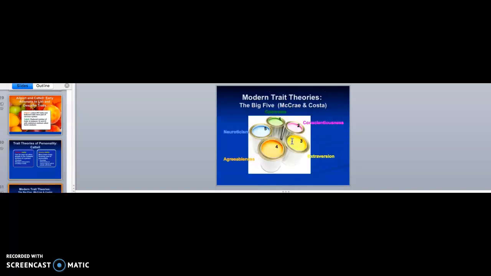Modern trait theories describe 5 basic components of personality, and this came from Costa and McCrae. They coined the big 5, which are the 5 main personality traits, being openness, conscientiousness, extroversion, agreeableness, and neuroticism. I always memorized it by the acronym OCEAN.